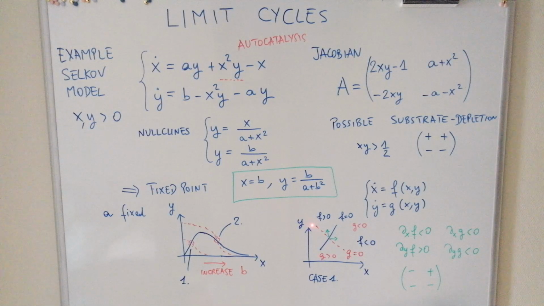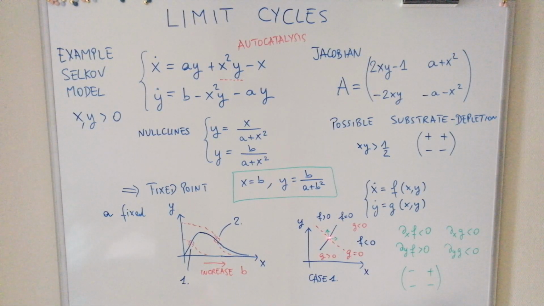In the same way, I trace the set of points as a dashed line where g is equal to 0. Above this, I have a region where g is smaller than 0. This is the region where x and y are large, so this term dominates. Whereas the region below the curve is where g is larger than 0. This is sufficient now because I can calculate the Jacobian at this fixed point.